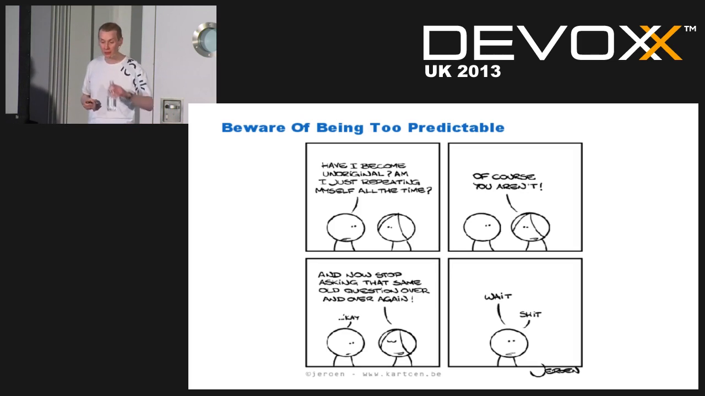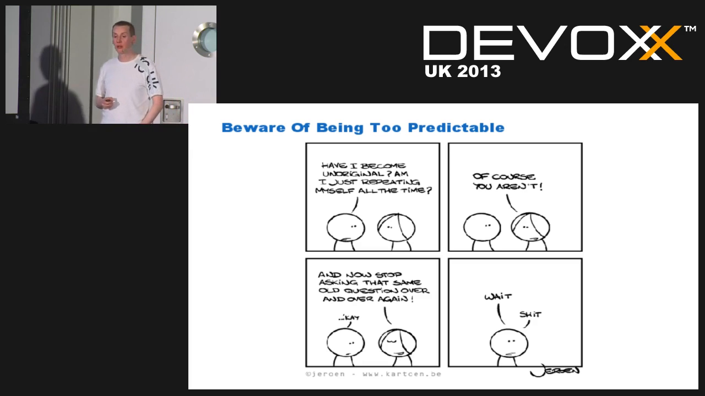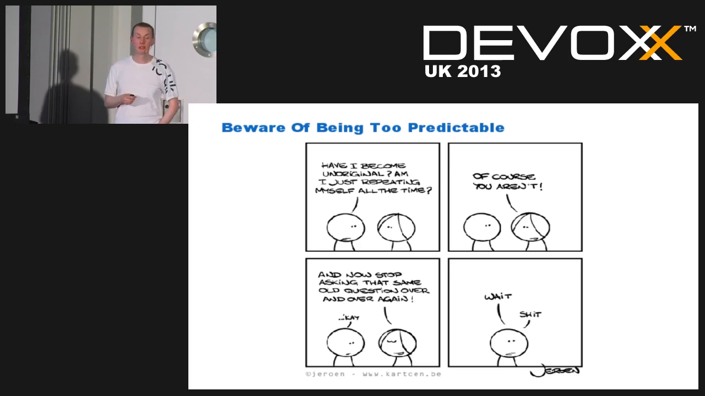Being too predictable. I find this is an interesting one when people write tests. They're not actually aware that if your tests are very predictable, runtimes and CPUs are very good at predicting what they should do. And you need to know what your real data is going to do.